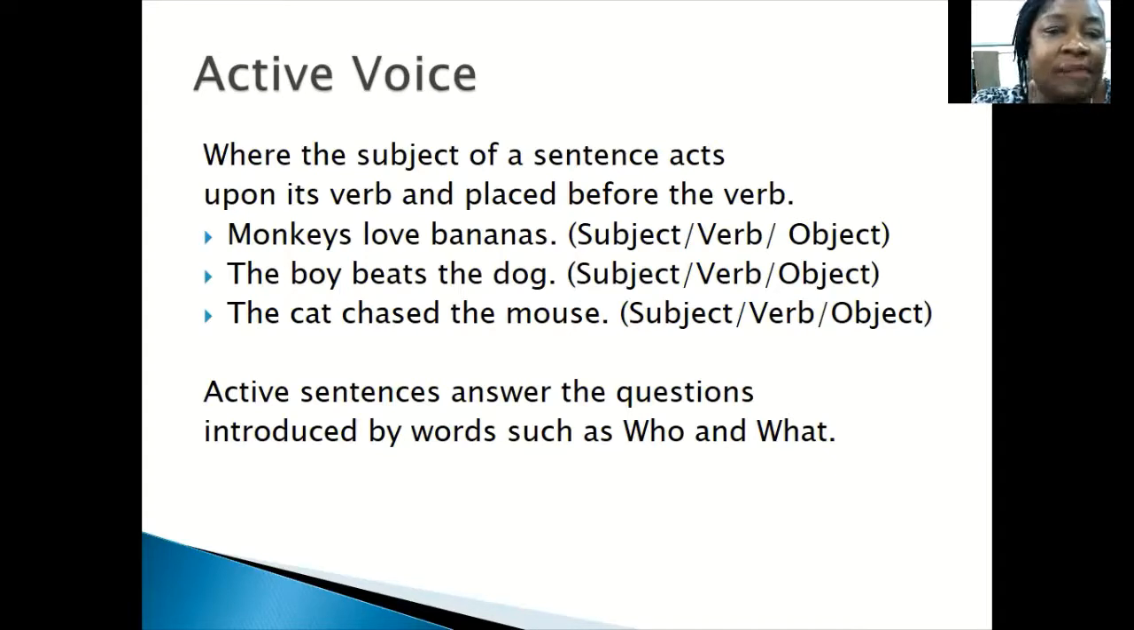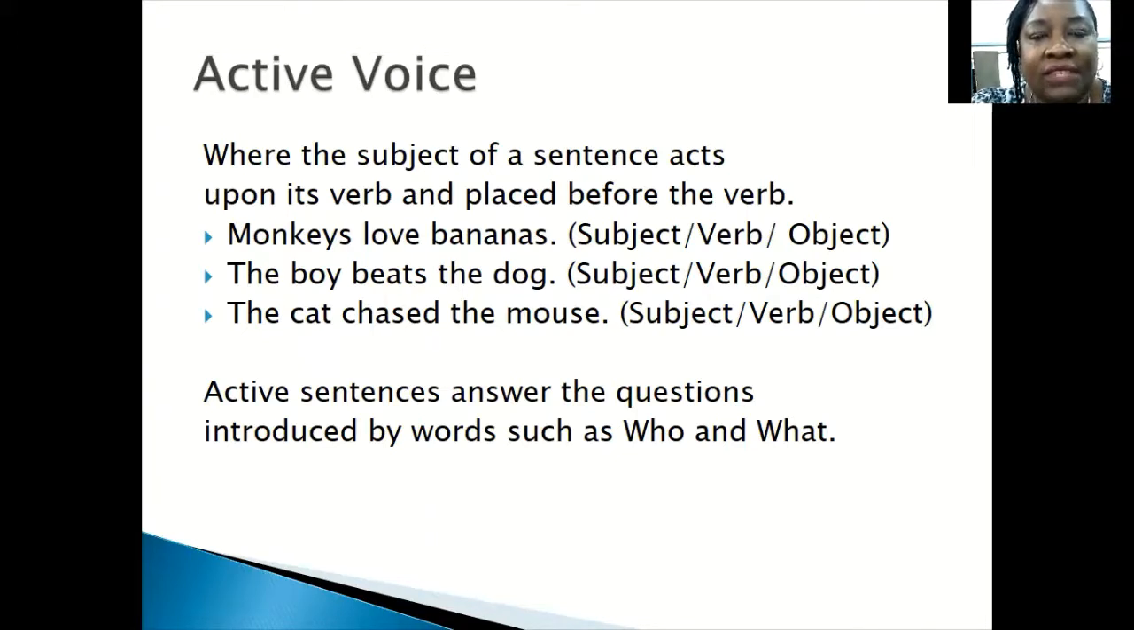Monkeys love bananas. If you look at that sentence, monkeys is the subject of the sentence, love is the verb of the sentence, and the object of that sentence is bananas. We said it's an active voice. It is a sentence with an active voice because the subject comes before the verb. So monkeys come before the verb love.